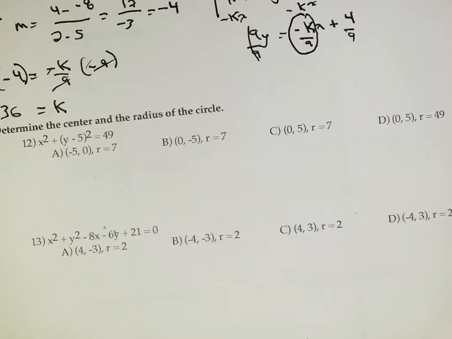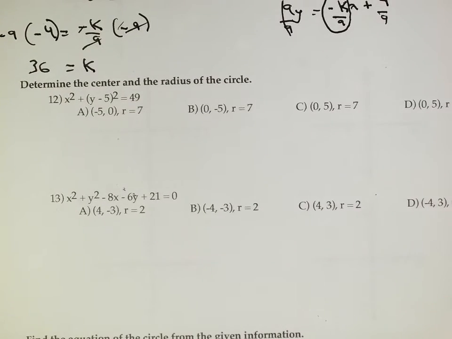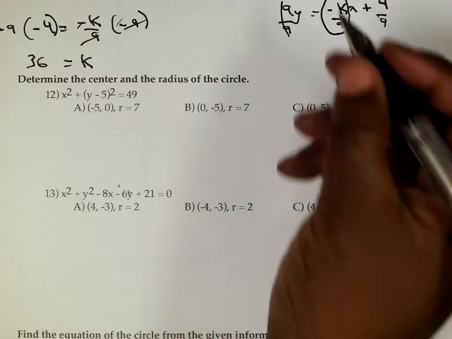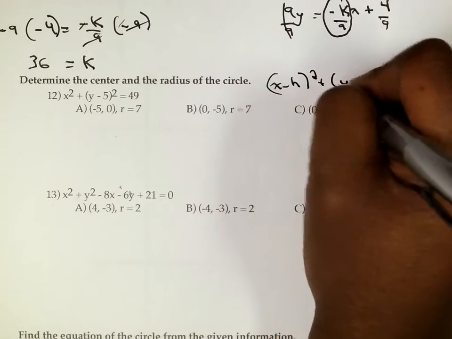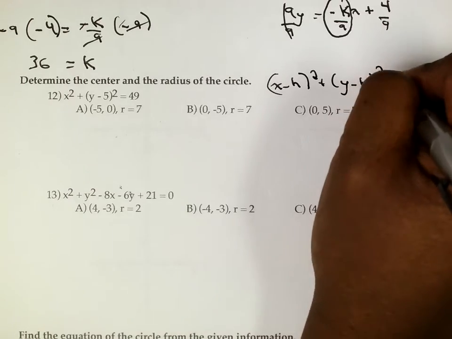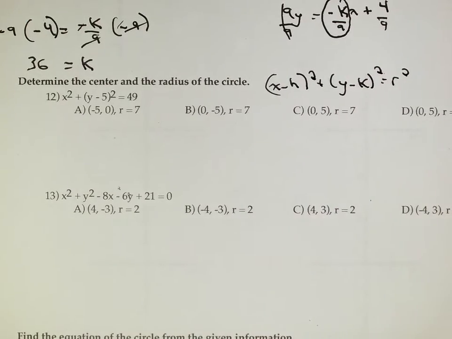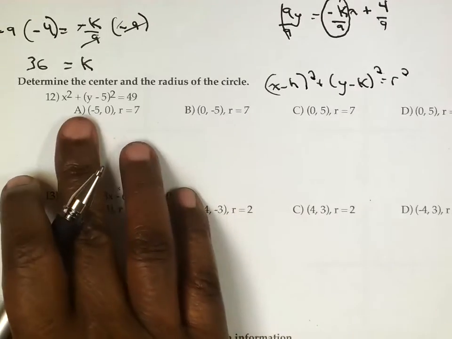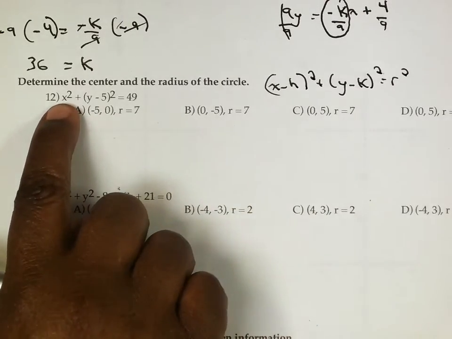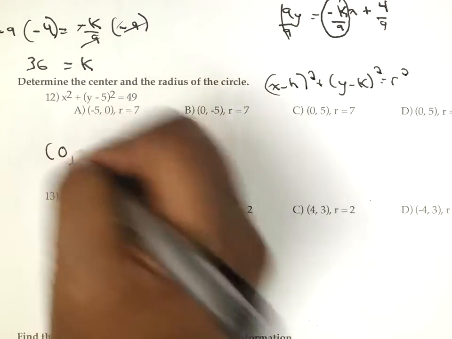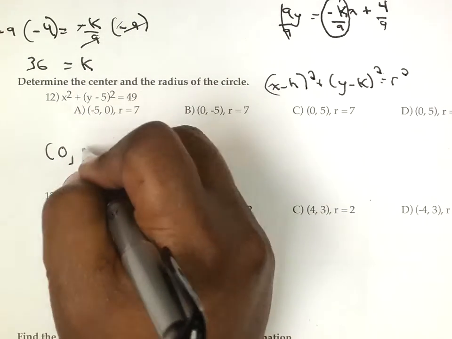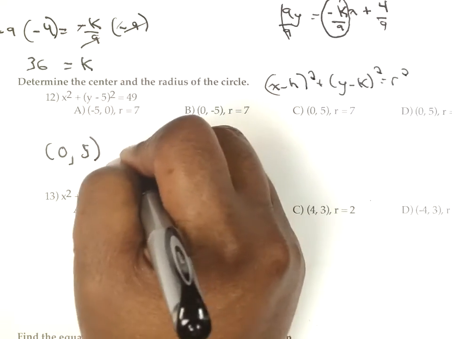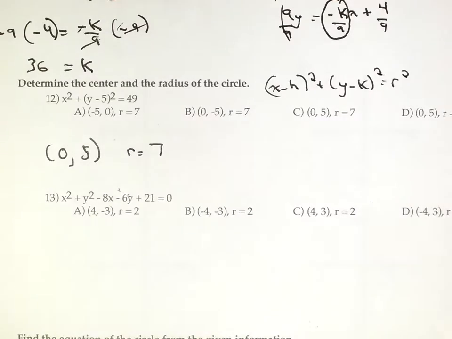Alright, now we're on to the circles. So we know that the basic form for the circle is x minus h squared plus y minus k squared is equal to r squared. So it's always the opposite sign. So determine the center. There is no adjustment here, so the x-coordinate of the center is just 0. Since it's y minus 5, it's the opposite sign, the y-coordinate of the center is 5, and this is the radius squared. So when you take the square root of that, we get 7.